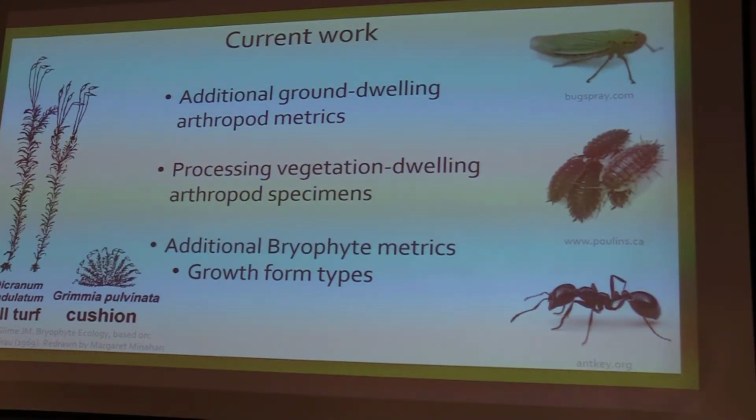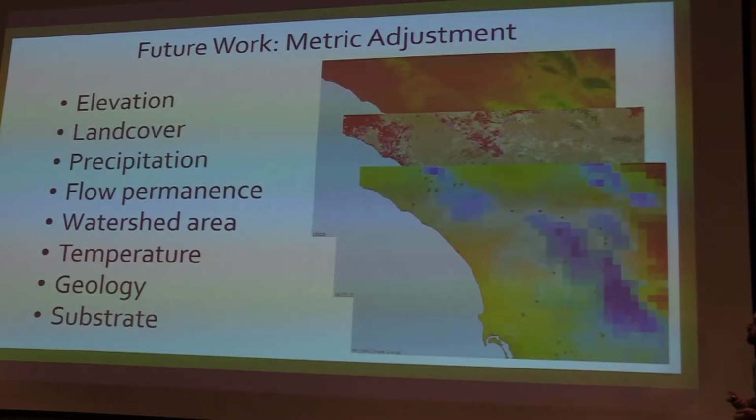So as I said, this is a current work in progress. We still have a lot of work to do. We're trying to develop a few more arthropod metrics. We're working on identifying our ants right now to maybe get some additional functional metrics out of those. And we have not yet developed our vegetation metrics, which we're really looking forward to getting done. And we're also going to develop a few more bryophyte metrics.